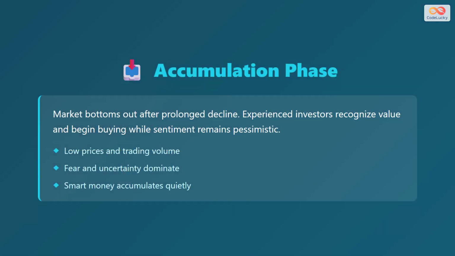The accumulation phase occurs when the market bottoms out after a prolonged decline. This is when experienced investors recognize value and begin buying, while the overall sentiment remains pessimistic. Prices are low, trading volume is subdued, and fear and uncertainty dominate the market psychology. Most retail investors have already exited, often at a loss. Meanwhile, smart money quietly accumulates positions, preparing for the next bull run. This phase requires patience and courage, as you're buying when everyone else is fearful.